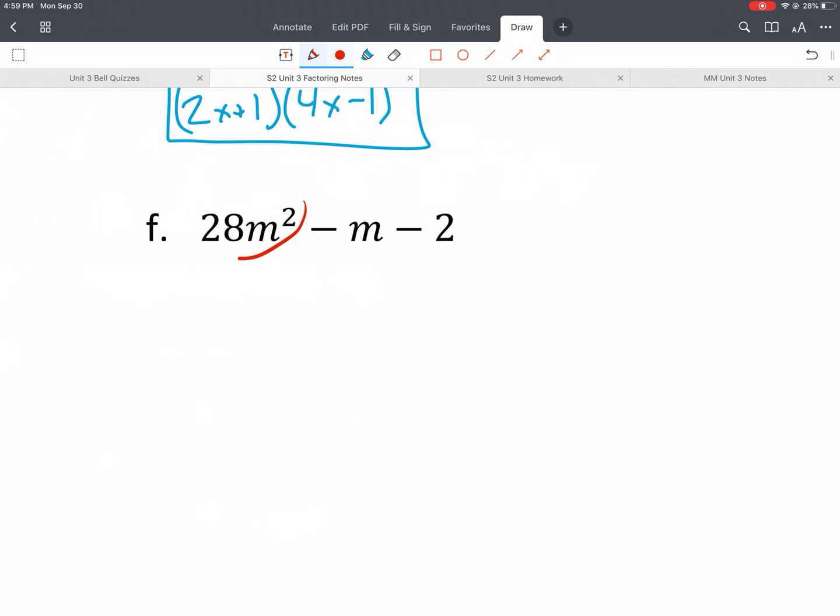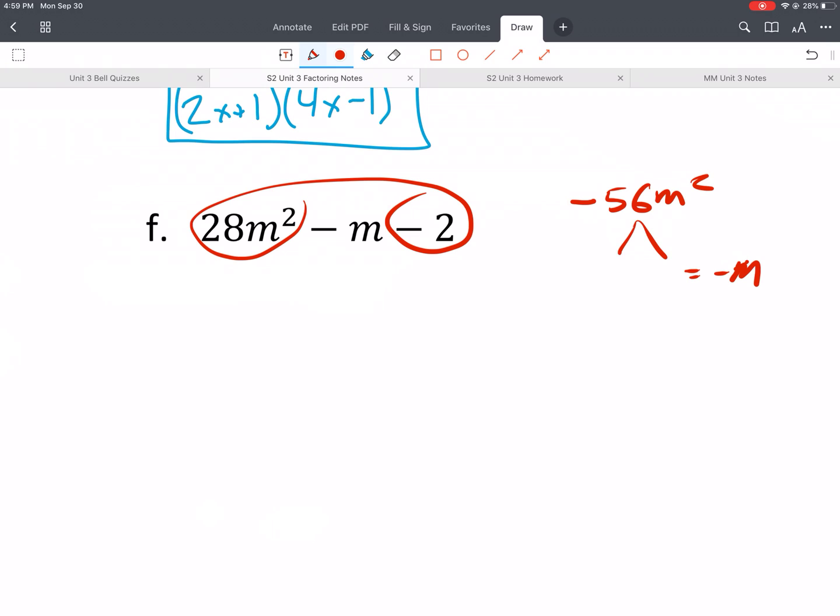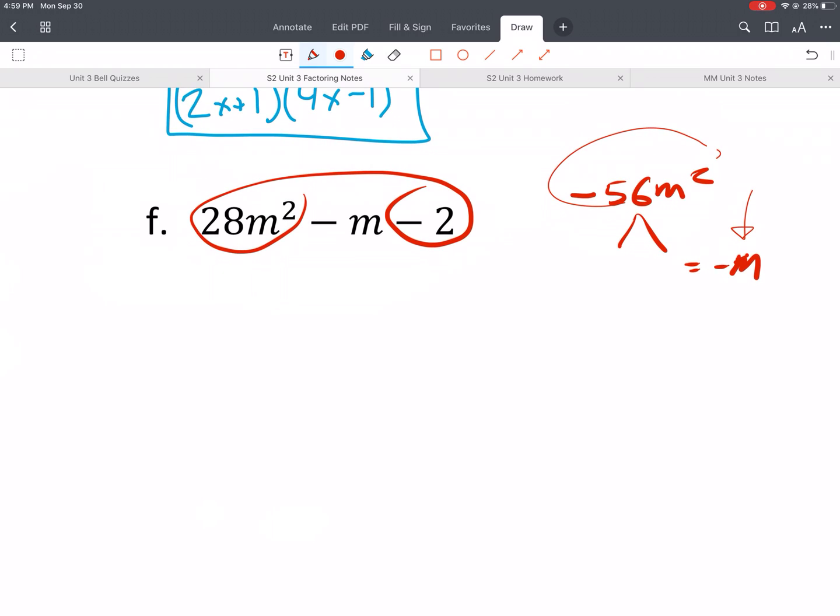Okay, again, multiply. That gives us a negative 56m squared. Add up to give us a negative m, sorry. Okay, again, since this is negative, this is going to be the difference, so they've got to be right next to each other. Something like 7 and 8. 7 times 8 is 56, so we could do negative 8. It's going to be negative, so the bigger number has to be the negative one.